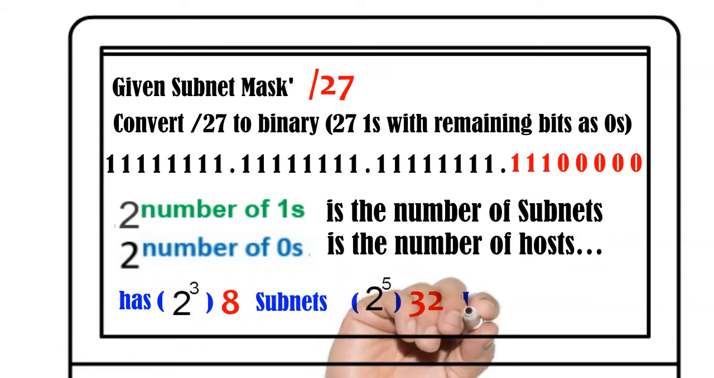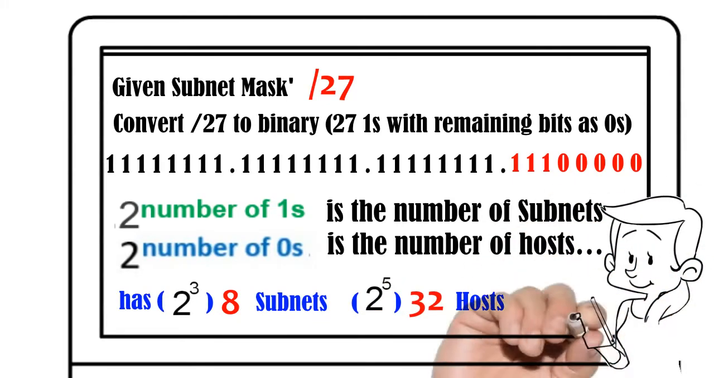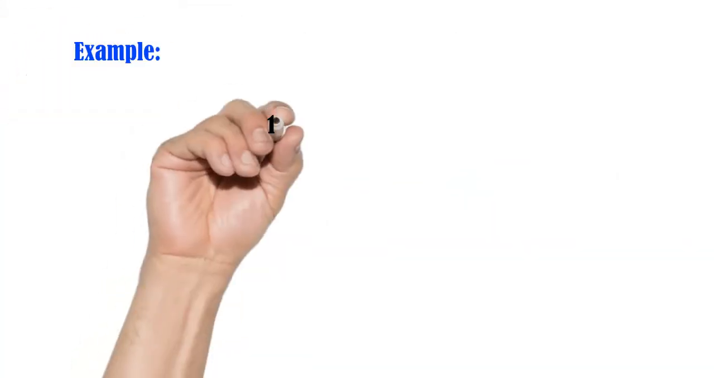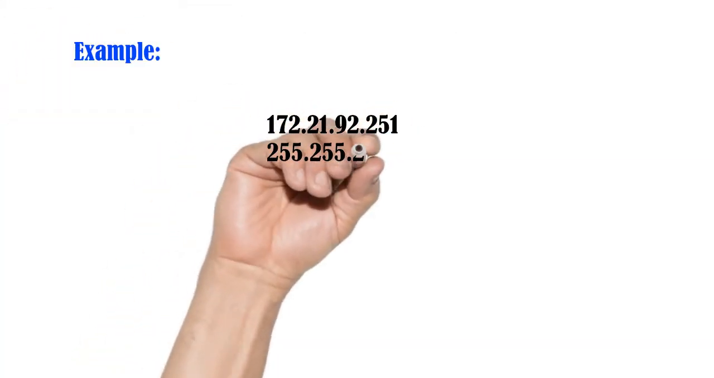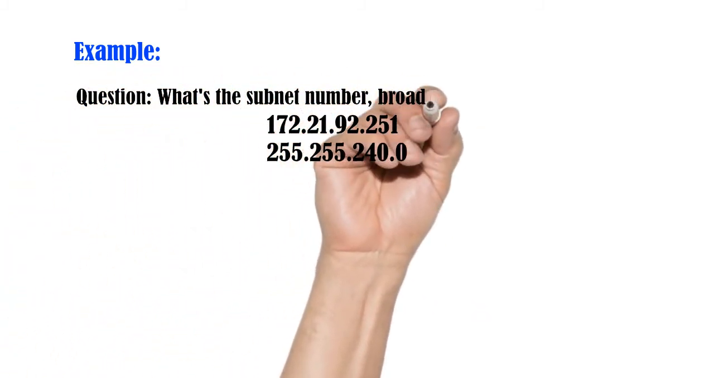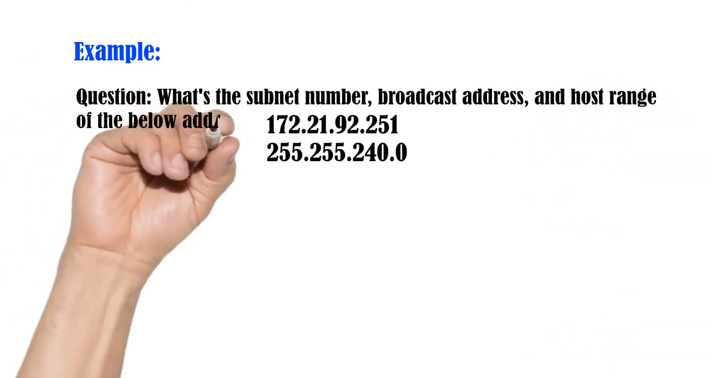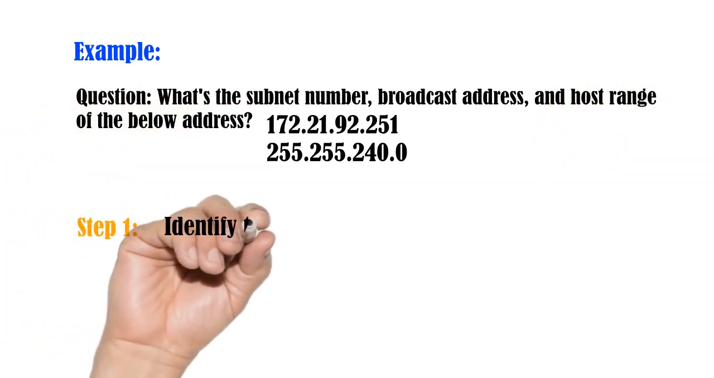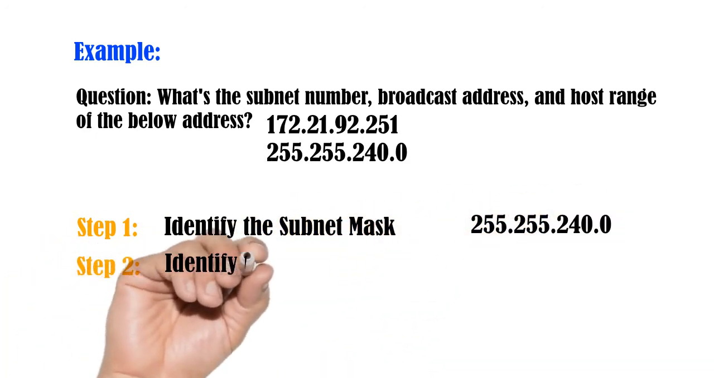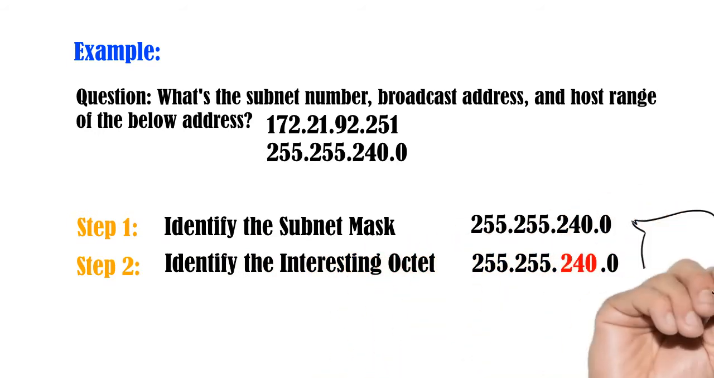Why is this thing so valuable? Well, perhaps an example would be best. Suppose they give you the address 172.21.92.251 with a subnet mask of 255.255.240.0. And they ask you to find the network segment, the subnet number, the broadcast address, and the host range. Well, right away I look at the subnet mask. The octet 240 is the interesting octet because it's not 255 and it's not 0.